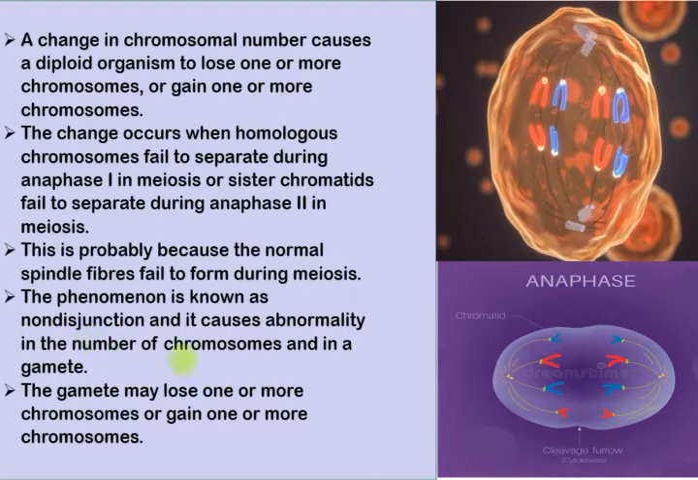That is referred to as non-disjunction, and it causes abnormality in the number of chromosomes in a gamete. The gamete may lose one or more chromosomes or gain one or more chromosomes. The gamete may have one less chromosome, or it may have an extra chromosome.